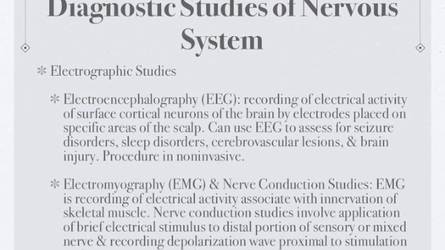Then we're down to electromyography and nerve conduction studies. So EMG, it records the electrical activity associated with the innervation of the skeletal muscle. So you may have someone who's having a little slowed reaction time, and they're going to test and record the depolarization wave that's going to happen with that. Okay, that's kind of cool.